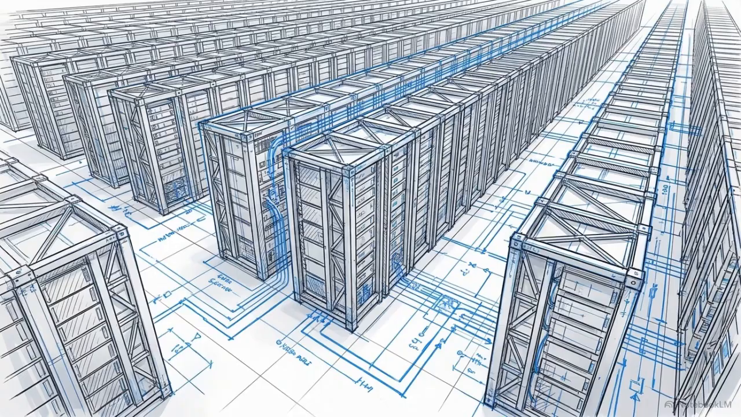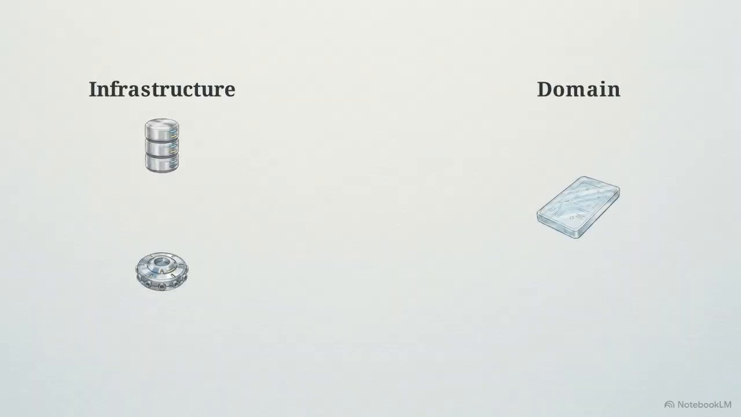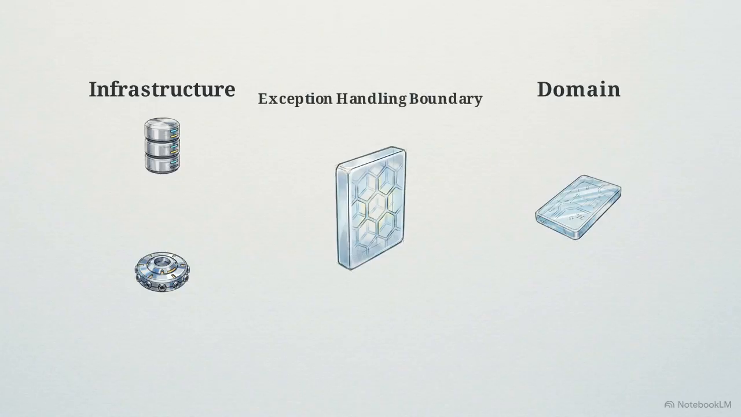Zooming out from isolated code fixes reveals the macro architecture required to stabilize an application like the Vehixcare API. This structural hierarchy demonstrates the domain infrastructure exception handling boundary, a distinct separation barrier between external infrastructure components and internal domain logic. The absolute rule of this boundary is isolation.